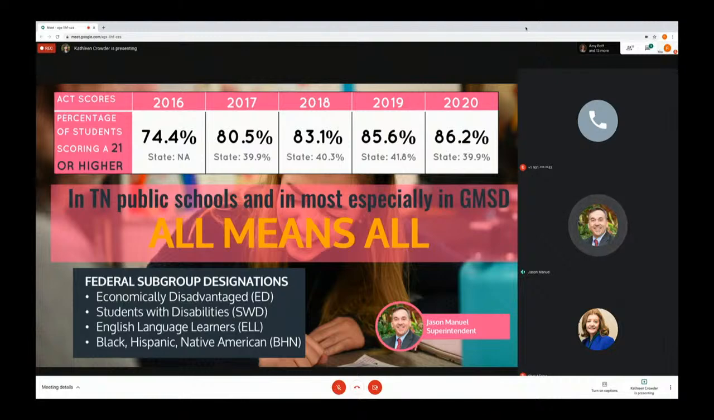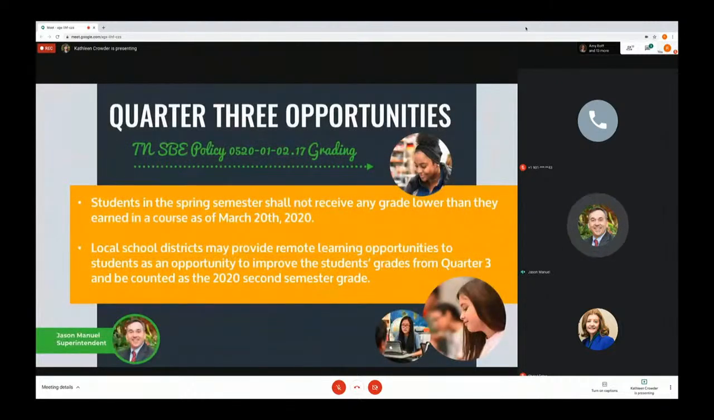So we can move on if we'll go to the next slide. So what can we do? And what has the state school board recommended that we do? What they have said was that our students did not have the opportunity to really pull themselves up in the fourth quarter. And across the state, a lot of students really used that last 9 weeks to really buckle down and bring up their averages.